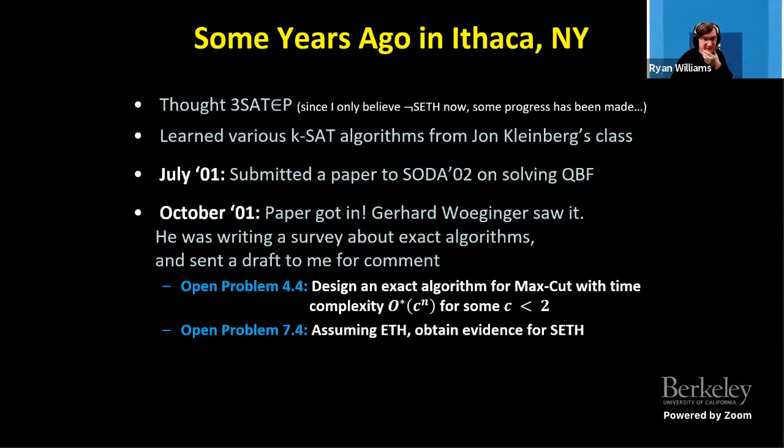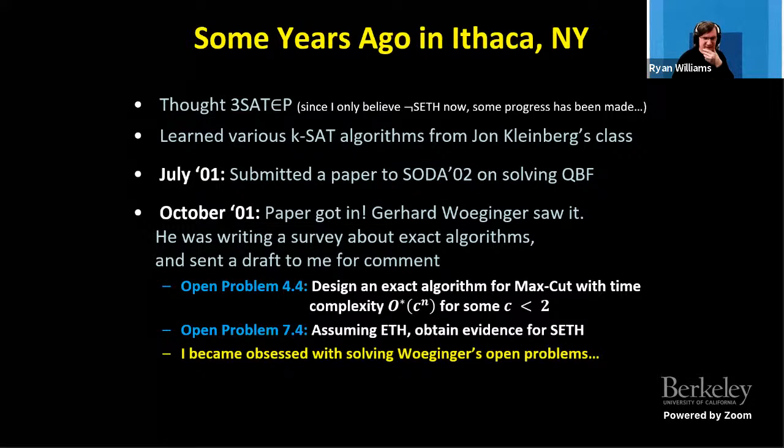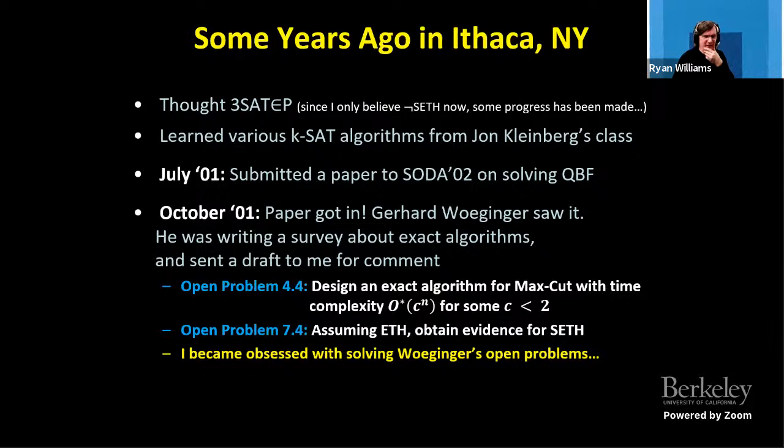Of course, I think at that point strong ETH wasn't called strong ETH yet, but this is essentially what he said. And I became obsessed with solving these kinds of open problems. I really got into these exponential time exact algorithms, even though it was not very trendy or popular to do so. They just seemed like interesting problems to me. There is a dumb algorithm that runs in 2^n. Is this dumb algorithm the best you can do? Can you get 1.9^n? This just seemed like fundamentally basic and interesting problems.